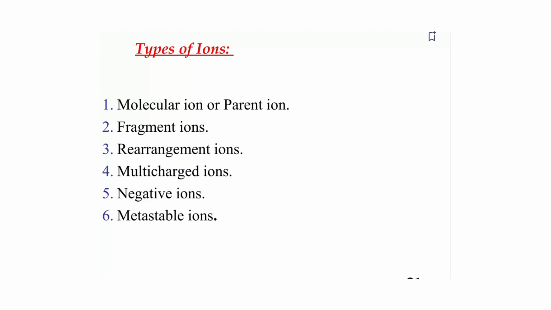So as a result of fragmentation, several types of ions are formed. They are the molecular ion or parent ion, which forms the big peak in the mass spec reading, and then fragment ions, which result in smaller peaks, and also rearrangement ions, multi-charge ions, negative ions, and metastable ions. So by reading the peaks, we could know what molecule is present in the sample.